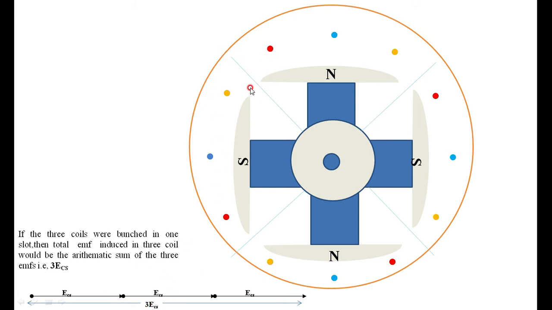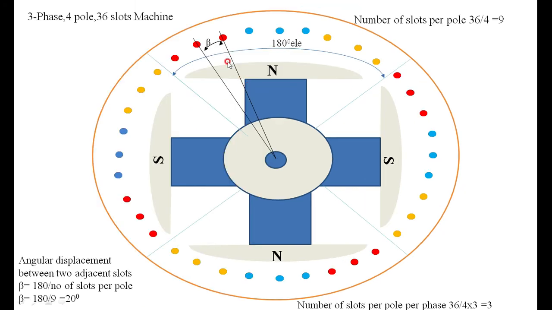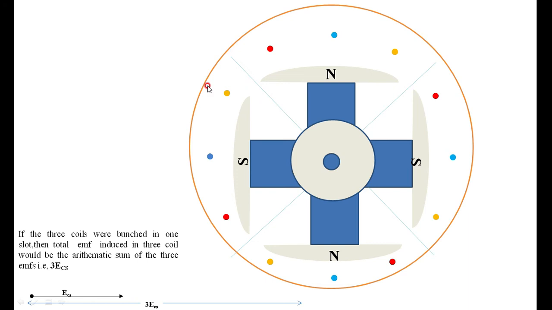What is the 3 here? It is nothing but the number of slots per pole per phase, that is your M. M is the number of slots per pole per phase. Therefore, the general equation for the total voltage in the concentrated winding is M times ECS, the total induced voltage in the concentrated winding in an alternator.